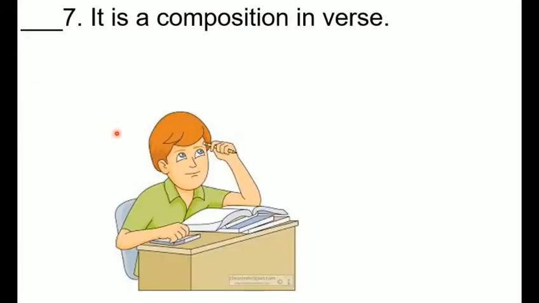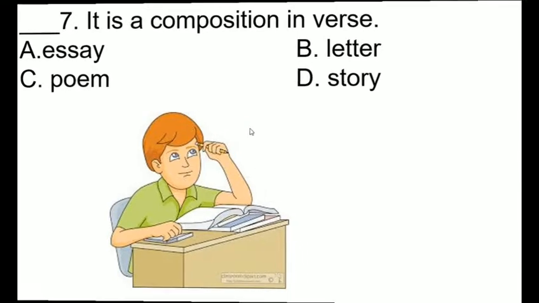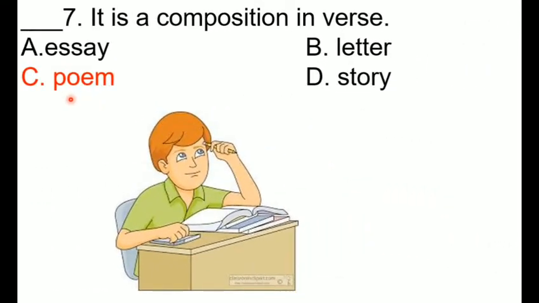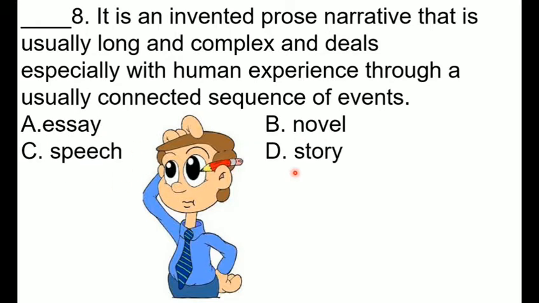Non-linear. Number 7. It is a composition in verse. A. Essay. B. Letter. C. Poem. D. Story. The correct answer is option C. Poem. Number 8. It is an invented prose narrative that is usually long and complex and deals especially with human experience through a usually connected sequence of events. A. Essay. B. Novel. C. Speech. D. Story. The correct answer is option B.